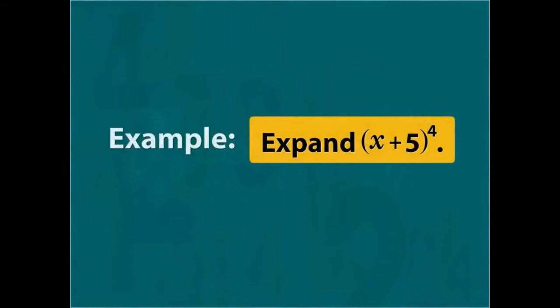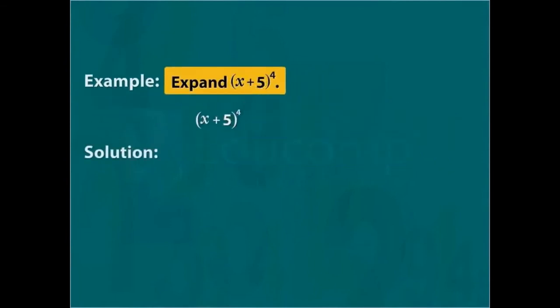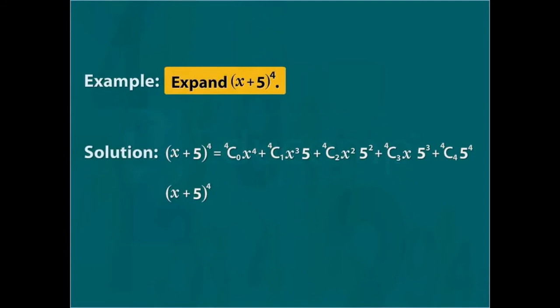Let us expand (x plus 5) raised to 4 to understand this theorem better. On expanding it by using the binomial theorem, we get (x plus 5) raised to 4 is equal to x^4 plus 20x^3 plus 150x^2 plus 500x plus 625.